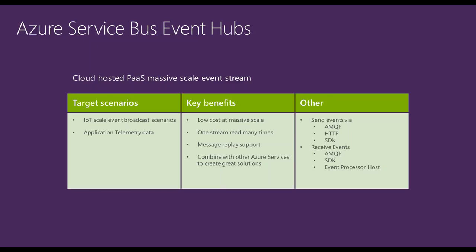With Event Hubs, many of the key use cases involve combining it with other solutions on Azure. Maybe you combine Event Hubs and Stream Analytics, for example. Event Hubs also offers AMQP, HTTP and SDK-based support for receiving and sending. If you're receiving messages, and I'm going to show this in a few slides' time, there's something called the Event Processor Host, a little NuGet package Microsoft offer. It's the best way to receive messages yourself without having to do all the hard coding yourself.